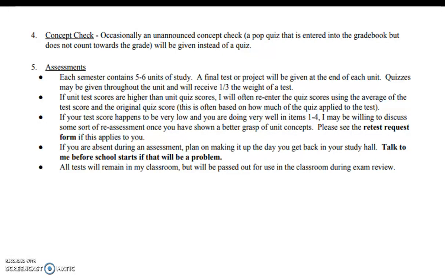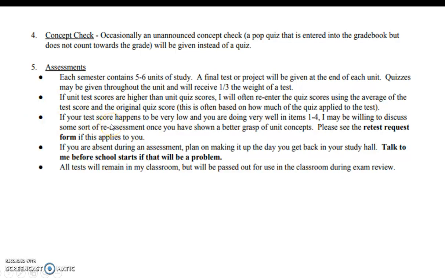A couple things that you should be aware of. Let's say that you bomb a quiz early on, but you figure it out by the end of the unit. I will take that higher unit test score, and often I will re-enter your quiz scores, almost always using the average of the two, but sometimes I might even give you your full test score in that quiz score grade as well. So if you got a C on a quiz and an A on the test, almost always I would put a B in the end for your quiz, but I might even raise that all the way up to an A because you figured it out at the end of our unit.